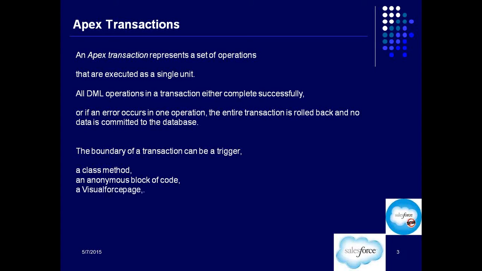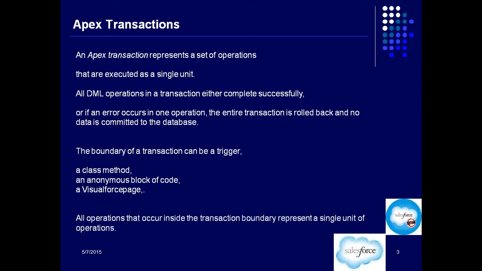A Visualforce page. When I say Visualforce page, loading of the Visualforce page is again a boundary for the Apex transaction, or re-rendering of a Visualforce page is a boundary for an Apex transaction. All operations that occur inside the transaction boundary represent a single unit of operation, so that actually occurs as a single unit. That is what an Apex transaction is.